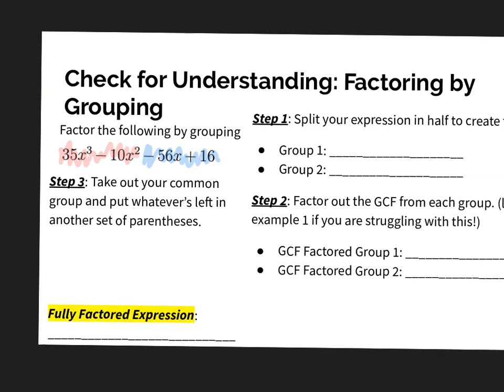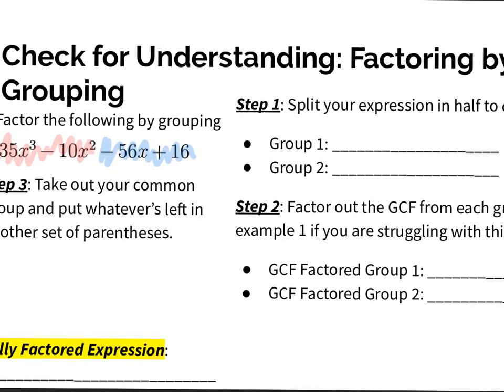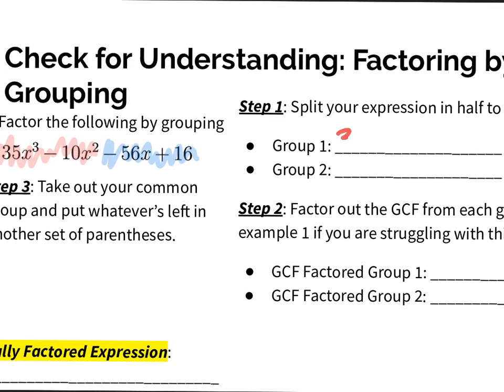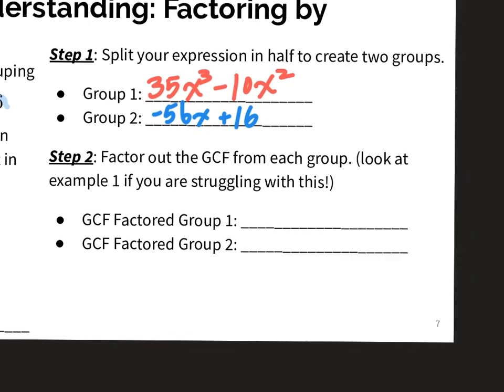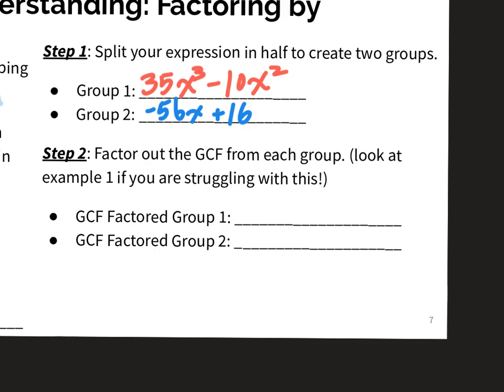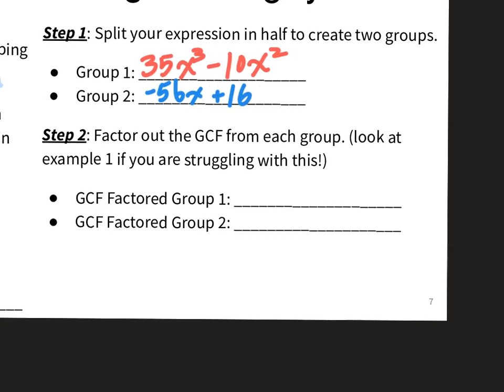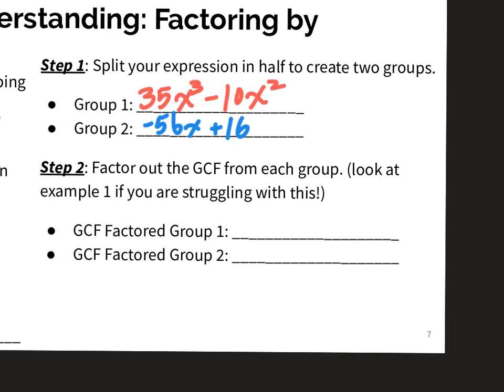So my first group is going to be 35x to the third power minus 10x to the second power. And then my second group is going to be negative 56x plus 16. Okay? So with these two groups, right, I want to go ahead and try my GCF factoring skills, right? And so when I look at 35x to the third power minus 10x squared, I know that my big GCF, the biggest number that goes into both of these is going to be 5.